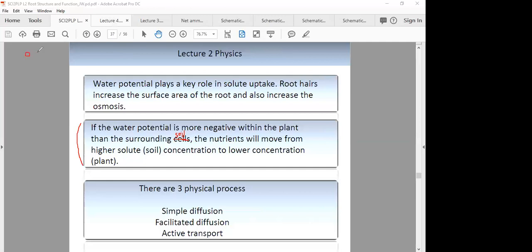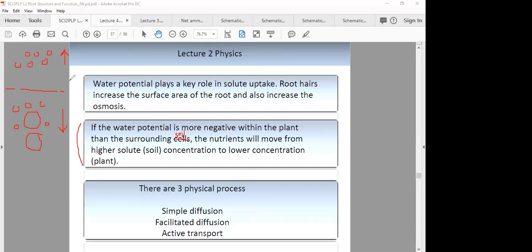Okay, so let's do our drawing again. Pure water, no solutes. Okay, and now we've got water, but we've also got solutes. So we can say here we've got high free energy. Here we've got low free energy. In which direction will water move? From high free energy to low free energy, or the other way round?